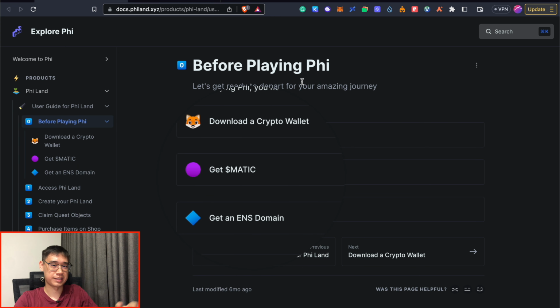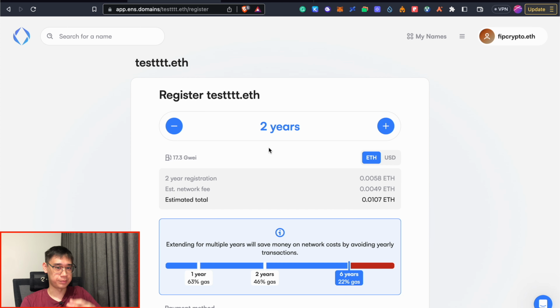These are the three main things that you need to have before you can interact with Phi Land, which is a non-custodial wallet like MetaMask. You need to have some Matic on the Polygon network, as well as an ENS domain. Your ENS domain will be the most expensive component, as it costs about 5 USD worth of Ethereum for every year that you wish to register your domain.